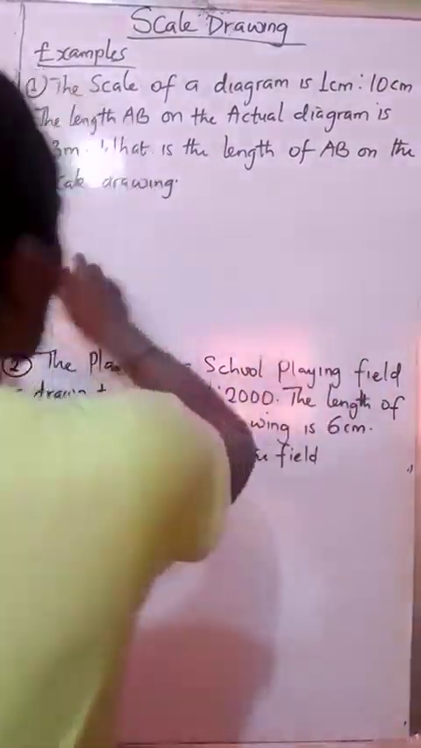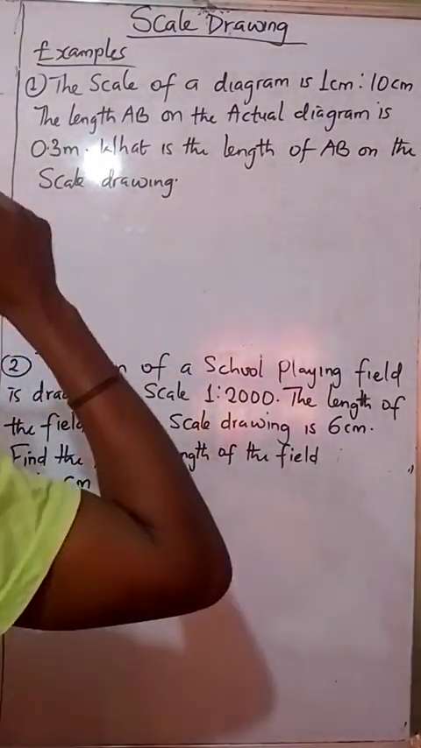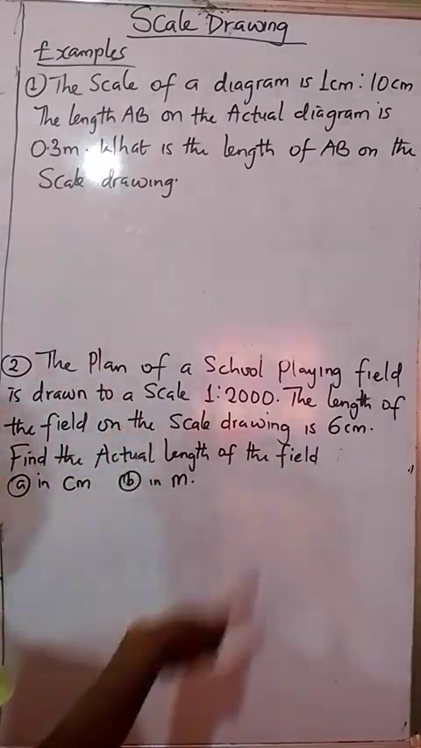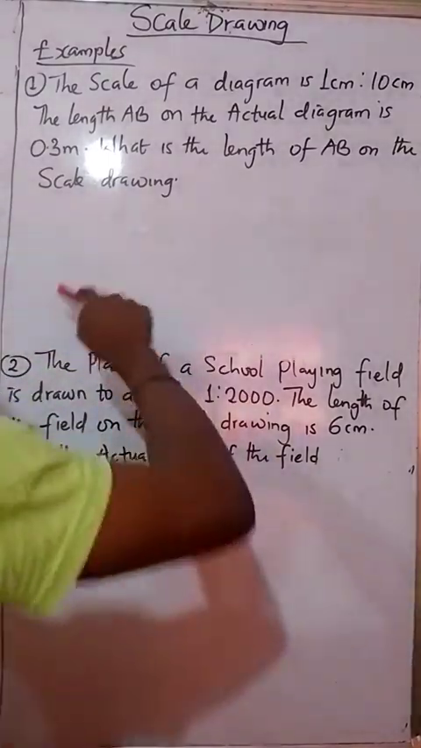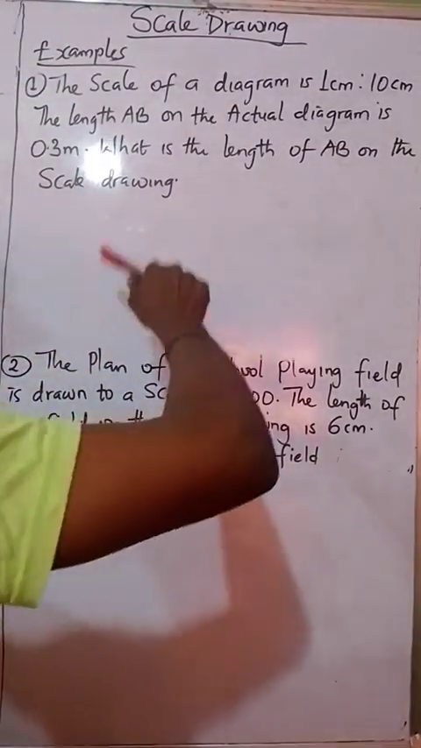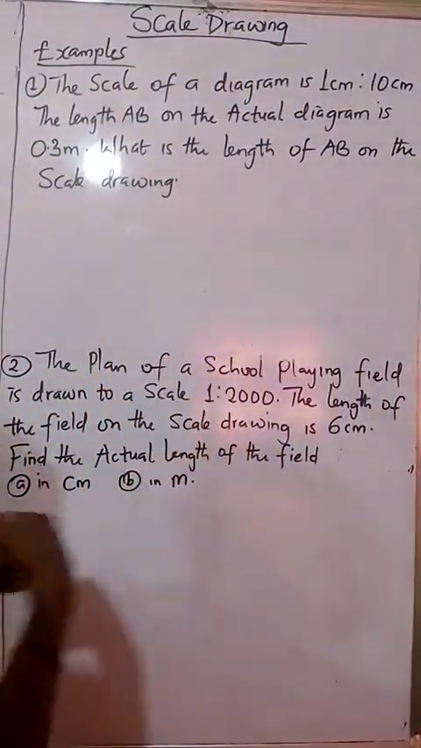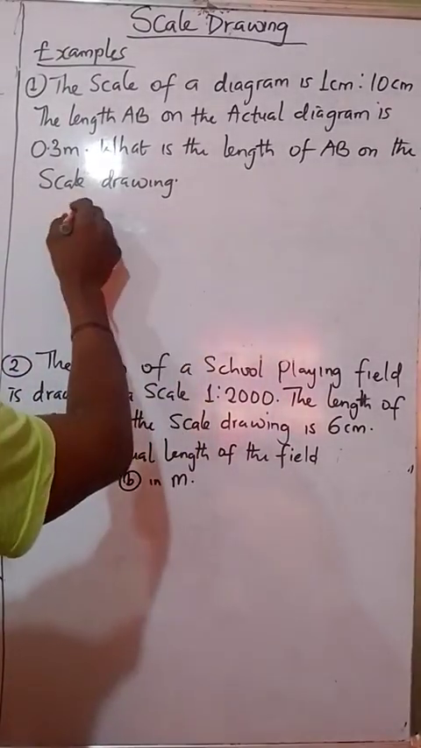The one that you draw on paper is what we call the model, or the scale drawing, while the main one is called the actual. That's the real building. So this is an example.